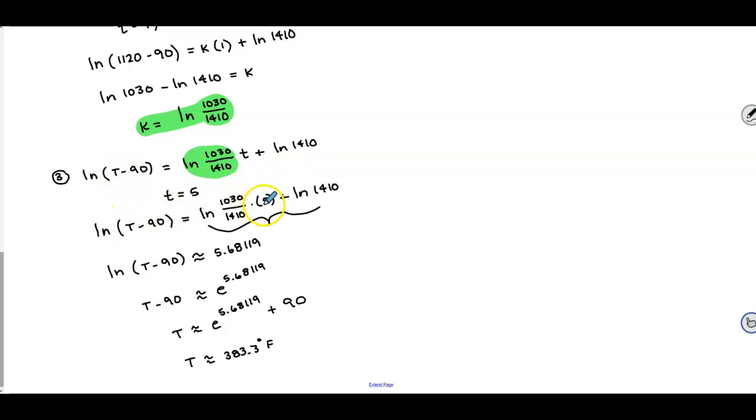So let's plug in 5 for t, and then since this is entirely constant, we can multiply that all out to get 5.68119. So now we have the natural log of T minus 90, which is approximately 5.68119, then we can use the properties of logarithms, which gives T minus 90 is approximately e to the 5.68119, and add 90 to both sides. So therefore, the temperature would be approximately 383.3 degrees Fahrenheit.